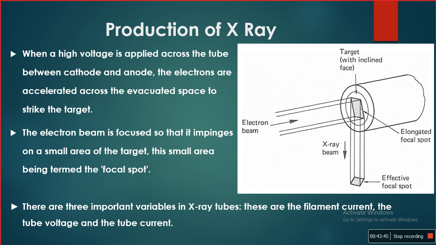And if you consider the third variable, that is tube current, the tube current is the magnitude of electron flow between cathode and anode. What is tube current? It is the magnitude of electron flow between the cathode and anode. And this tube current is directly related to the filament temperature. Means if you increase the tube current, the filament temperature will keep increasing. If you reduce the tube current, we get a lower temperature at the filament, that is the cathode.